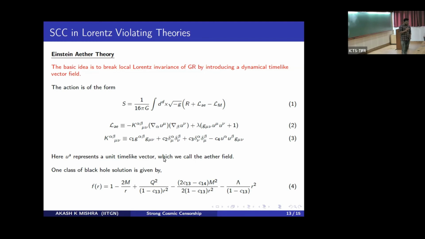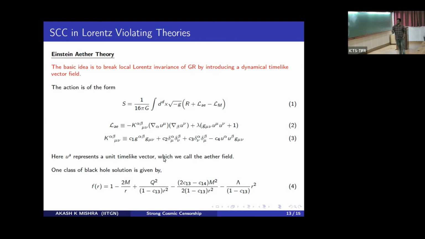So instead of a metric, your space-time has a particular time-like direction at each space-time point, and that violates the boost invariance, because Lorentz invariance means there should not be any specific direction, but in this theory there is a specific direction at every point. And this is the Lagrangian, so I'll not get into the details of how the solutions are obtained. There are other classes of solutions as well in this theory.